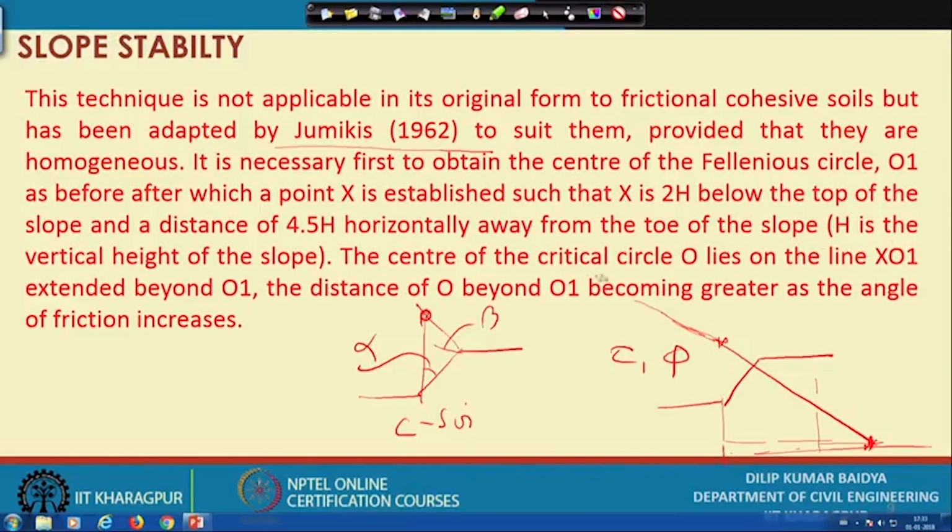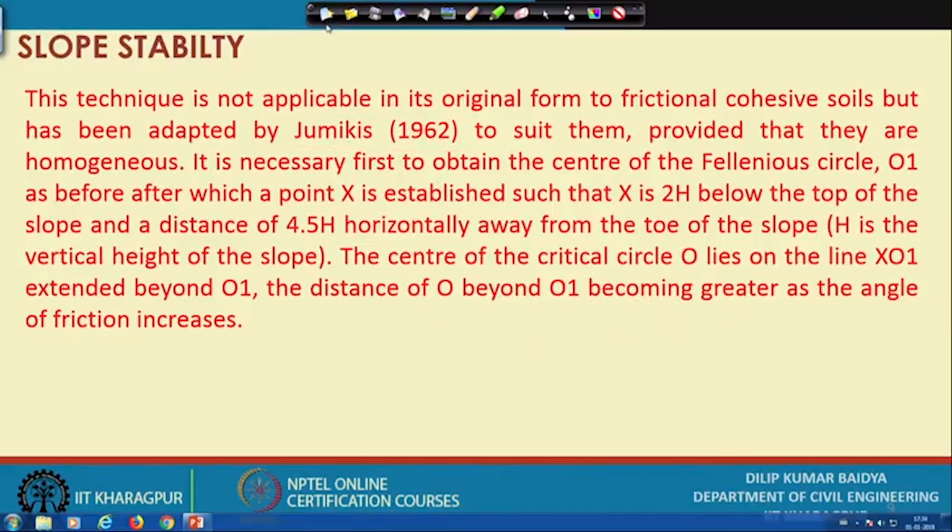and the center of the critical circle O lies on the line O1 x, extended beyond O1. The distance of O beyond O1 becomes greater as the angle of friction increases. So, from O1 how far this center will be, it will also increase with the increase of friction. So, that is the new thing to be considered.